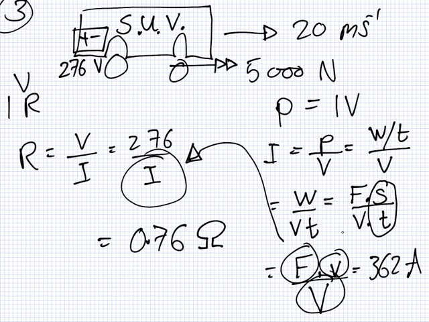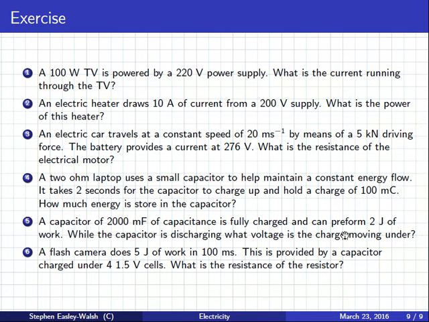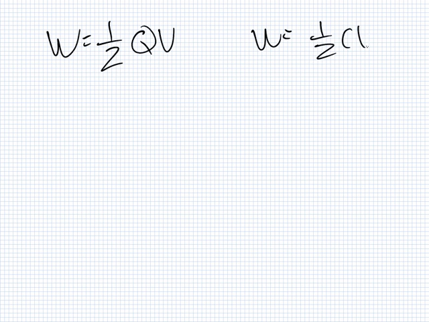Okay, can we look at number 4 now? So, number 4 is a 2 ohm laptop and it's 2 seconds to charge up and the charge is 100 millicoulombs. What's the energy? So, we have two formulas for energy. We can use a half QV or we can use a half CV squared. Now, which one should we use here?